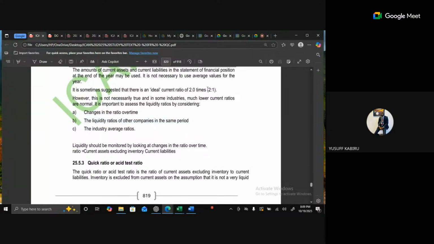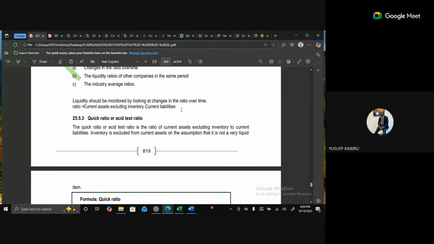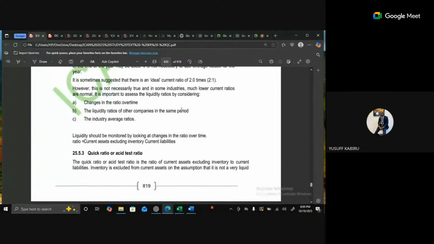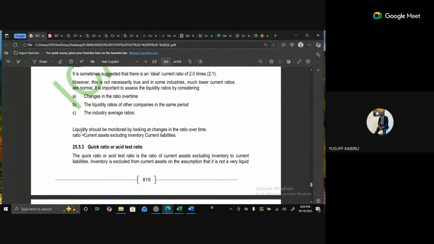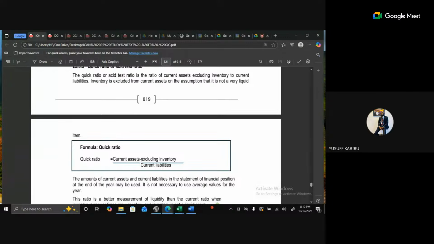But ideally, it should be within this range. So if what you calculated is 2:1, it is fine. If it's anything above it, I think it's still fine. And you have to monitor it over time in order to ensure that you are following up with your liquidity position. They say liquidity should be monitored by looking at the changes over time. No, I think that's okay. Yeah, so that one is this one.